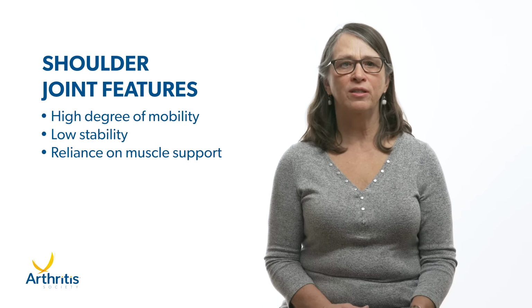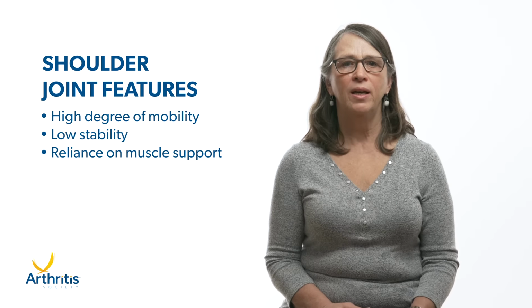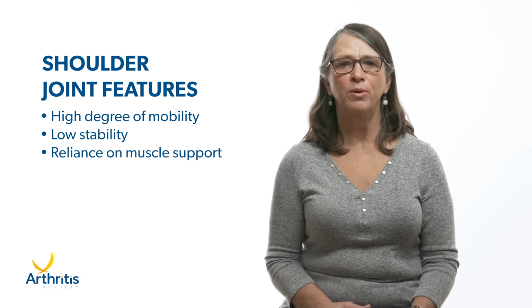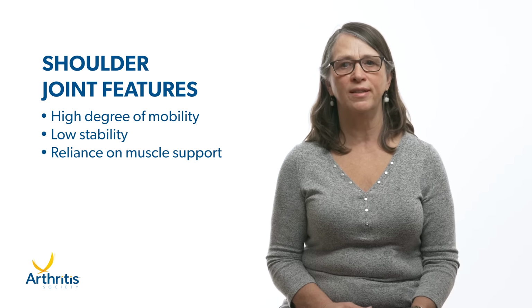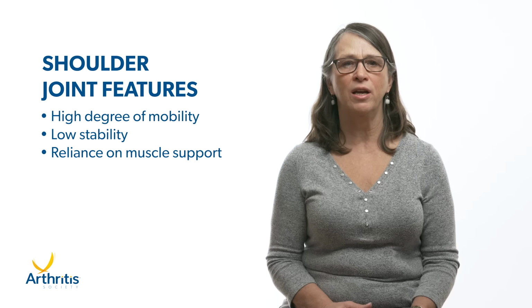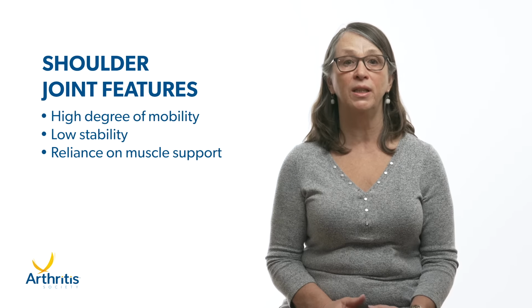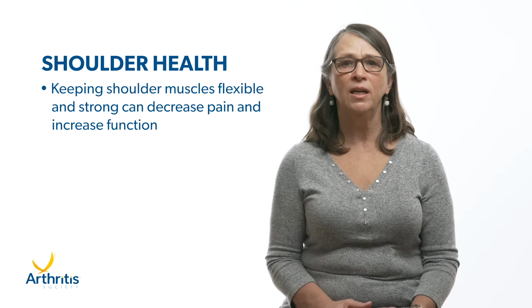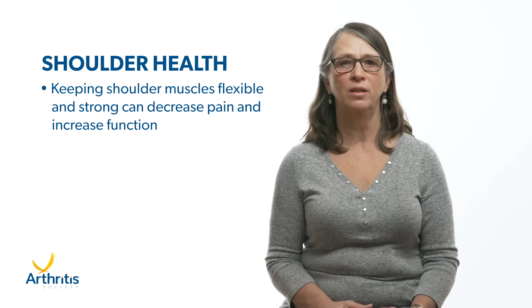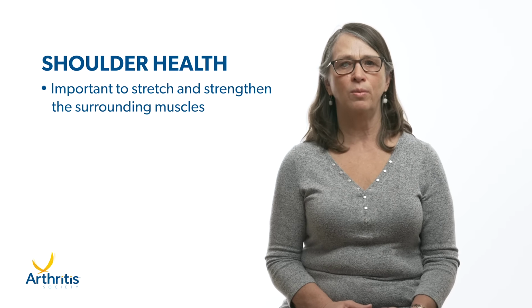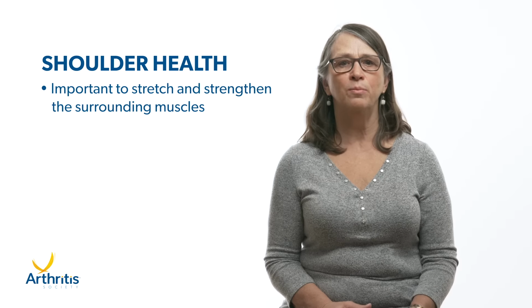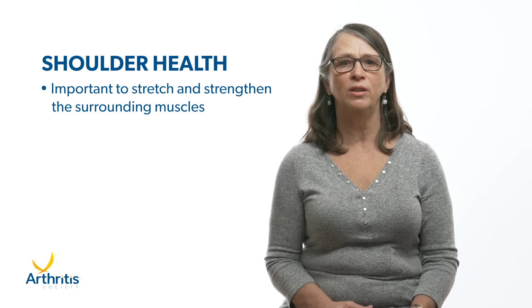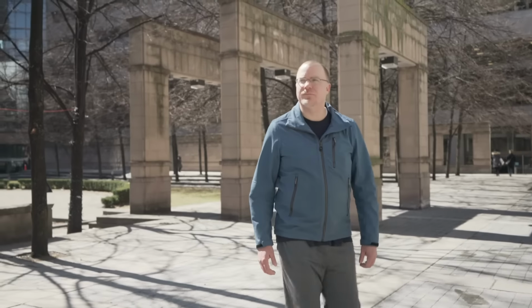The human shoulder is the most mobile joint in the body, giving it a wide range of motion, but this mobility makes the shoulder joint unstable, forcing it to rely on its muscles to compensate for the instability. Keeping your shoulder muscles flexible and strong through regular exercises and activity can help decrease pain and increase function. When you have osteoarthritis, OA, of the shoulder, it's important to stretch and to strengthen the surrounding muscles to provide more support and reduce stresses around the joint.